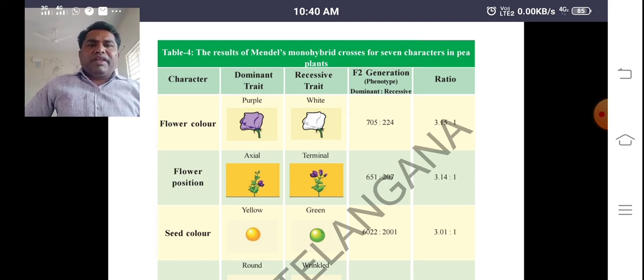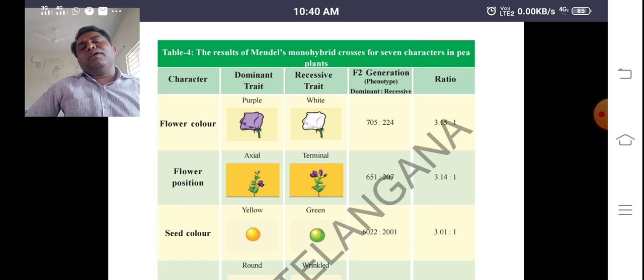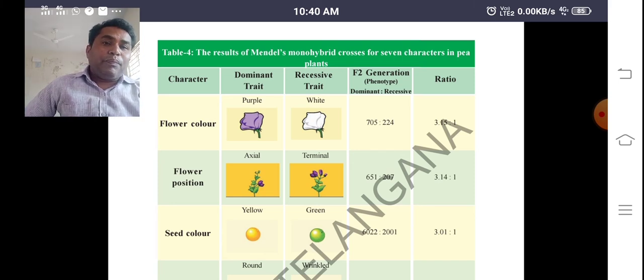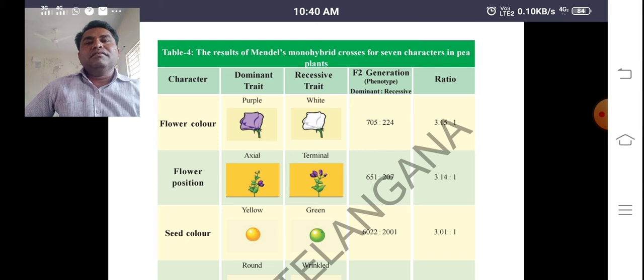So in this table let us observe flower color. When we cross purple and white flower having plants, we get purple flower developed plants only. So the plants which develop purple flowers, why? Because of dominance. What is dominant? Dominant means a character which is expressed by the organism. Recessive, the character which is not expressed by the organism, is called recessive.